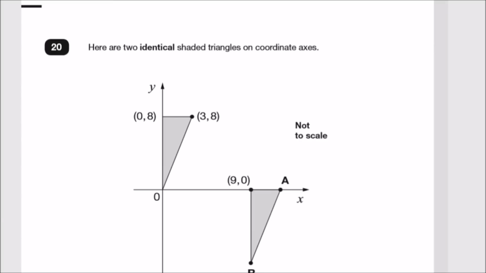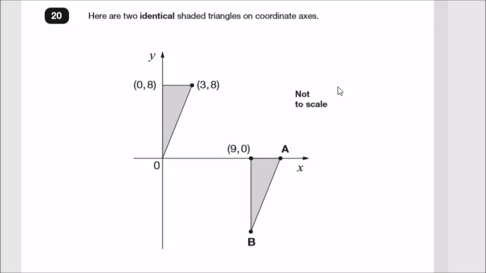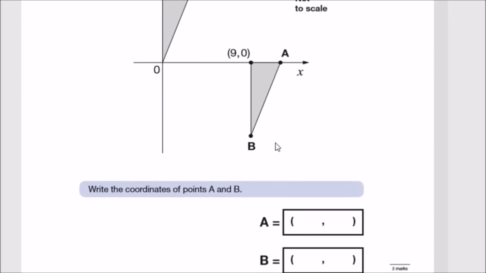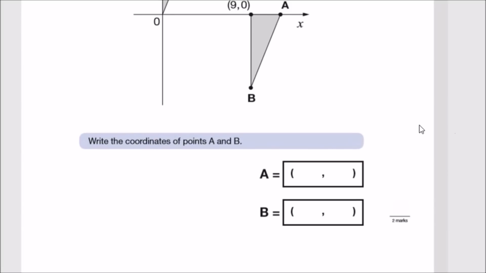Finally, question 20. So here are 2 identical shaded triangles on coordinate axes. You're given 2 triangles labeled from the origin to 0, 3 and 3, 8, and likewise here. Write down the coordinates of A and B. Oh God, so easy, man. I'm so happy. Is this the final question?